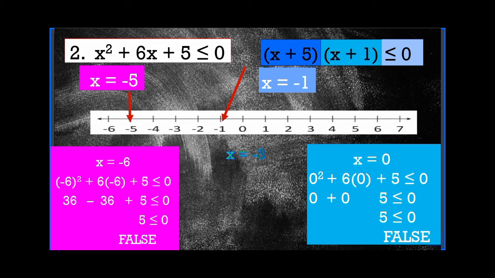So let us choose negative 3. Ngayon ay palitan na natin lahat ng mga x ng negative 3. So we have negative 3 plus 5 multiplied by negative 3 plus 1. Is this less than or equal to 0? So negative 3 plus 5 is equal to positive 2. Then negative 3 plus 1 is negative 2 less than or equal to 0. Then pag tinimes natin ang 2 by negative 2, the answer is negative 4.